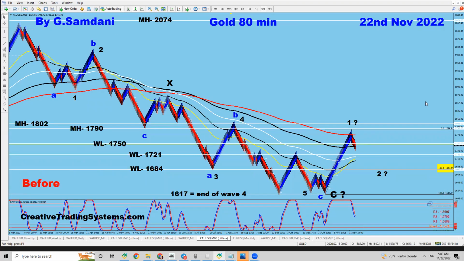So this is what I'm expecting, that this is wave 1, and then it's going to be a retracement for wave 2, followed by wave 3, 4, 5 to the upside. So right now, down move.